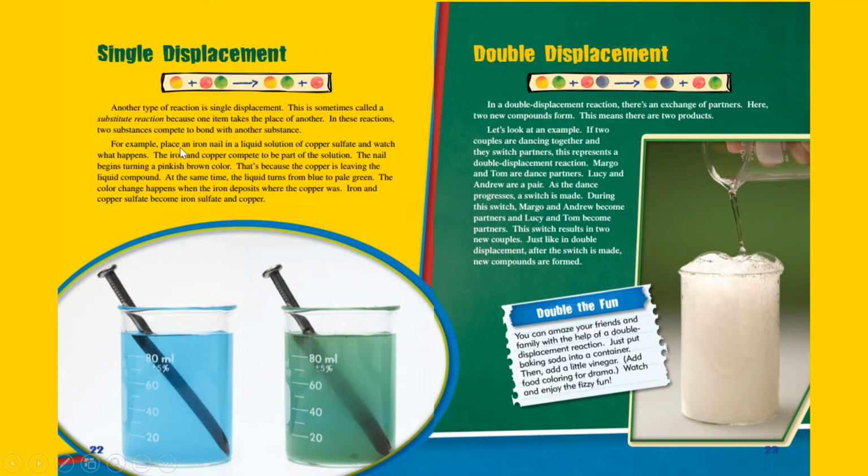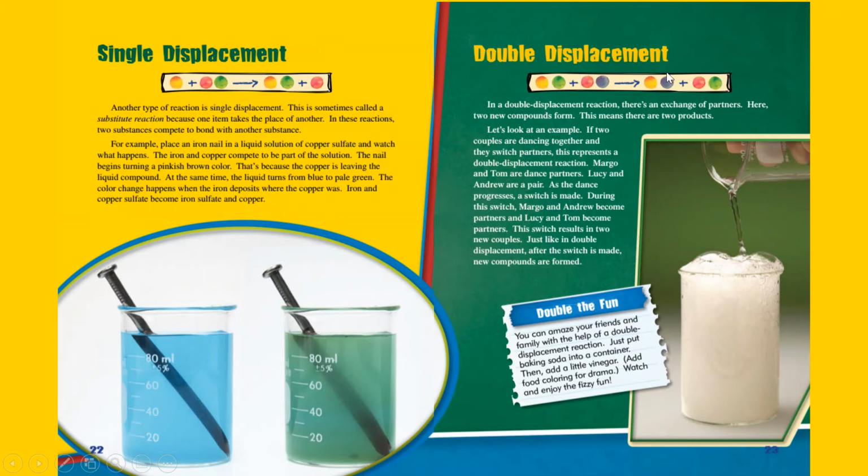For example, place an iron nail in a liquid solution of copper sulfate and watch what happens. The iron and copper compete to be part of the solution. The nail begins turning a pinkish brown color. That's because the copper is leaving the liquid compound. At the same time, the liquid turns from blue to pale green. The color change happens when the iron deposits where the copper was. Iron and copper sulfate become iron sulfate and copper.